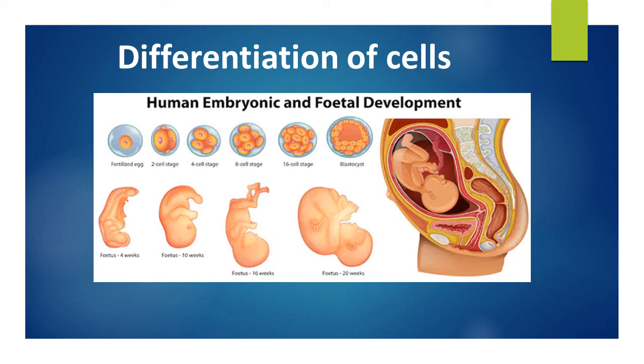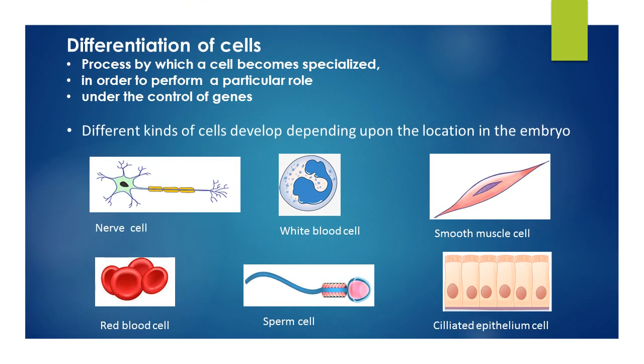Now let us see what is meant by differentiation of cells. By definition, it is a process by which cells become specialized in order to perform a particular role, which is under the control of genes. Different kinds of cells develop depending upon their location in the embryo. Here you can see some examples of cells which have specialized to perform various functions.